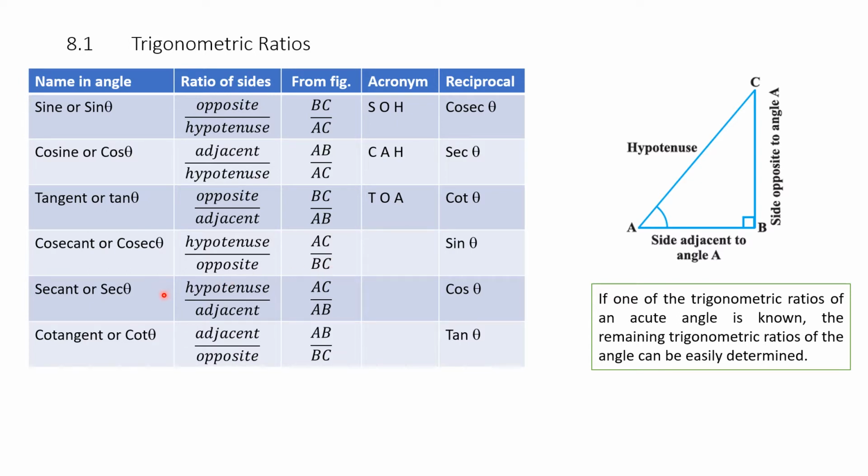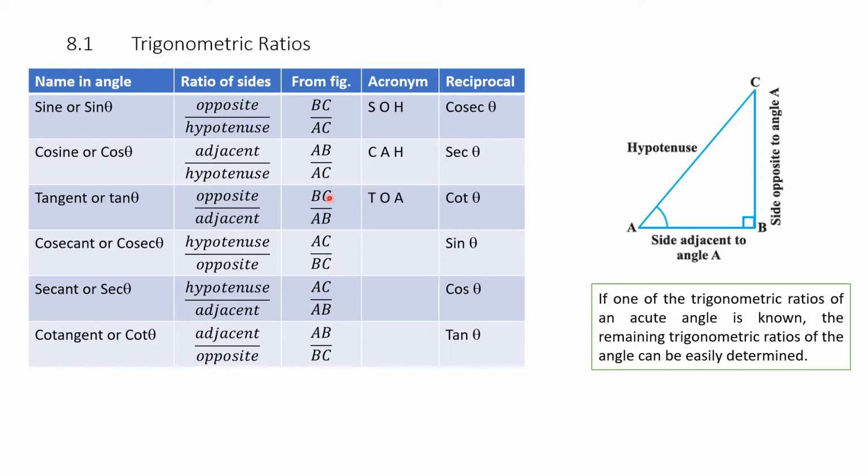Secant theta. Next, secant theta is reciprocal of cosine theta. That is, secant theta is hypotenuse by adjacent side. That is inverse of cosine. Therefore, secant theta is AC, which is hypotenuse, and AB is the adjacent side. And the sixth ratio of trigonometry is called cot theta or cotangent theta. That is equal to adjacent side by opposite side. Therefore, its ratio is AB by BC.